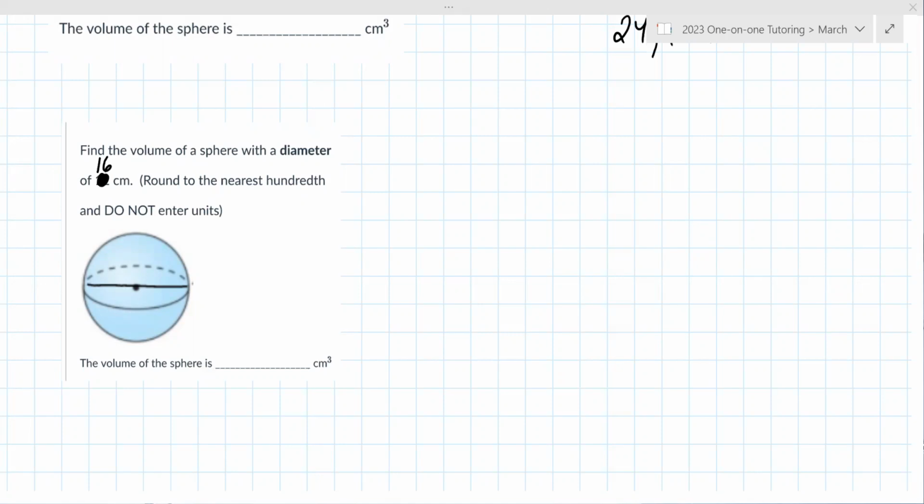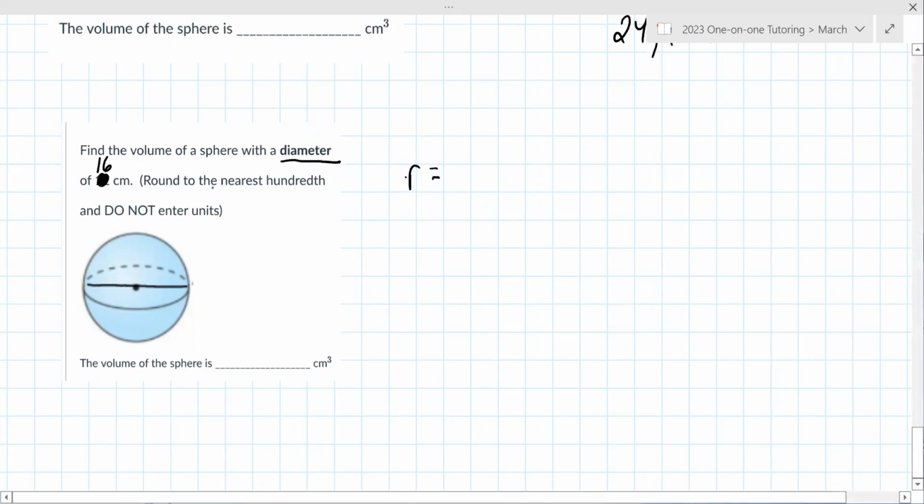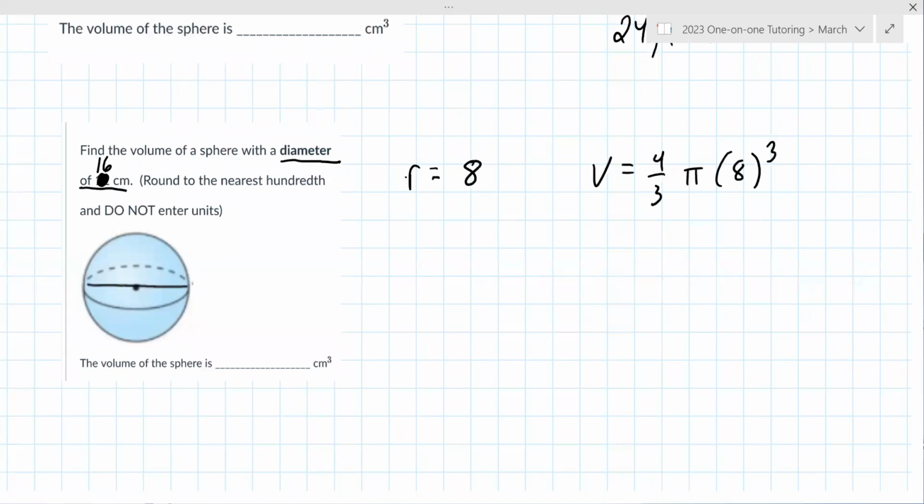17,157.28. Did you put this in the calculator twice? Twice, yes. And you got the same thing both times? Yep. What is the radius of this sphere? 16. Oh, okay. 4/3 pi 8 cubed. Okay, that would be 2,144.68. Yep. Good, very good.